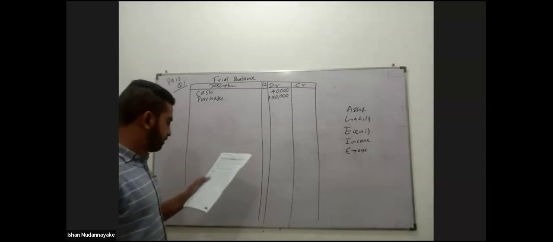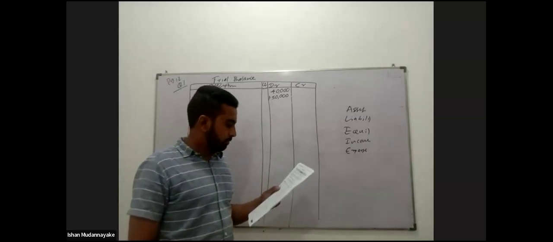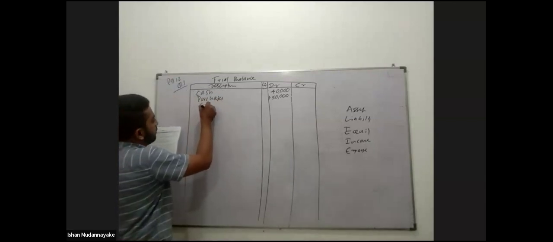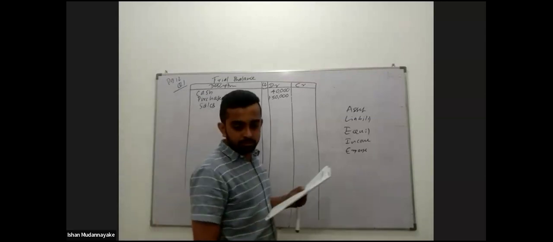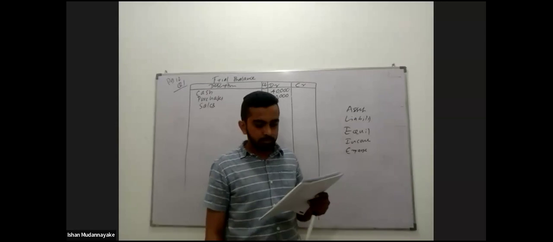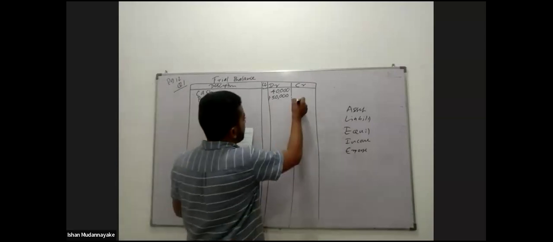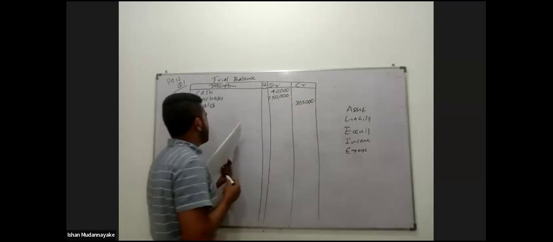Right, next one. Sales belongs to which category? Now my sales: income, credit side. Yes, income, credit side, 365,000.